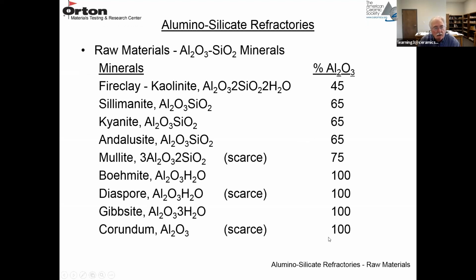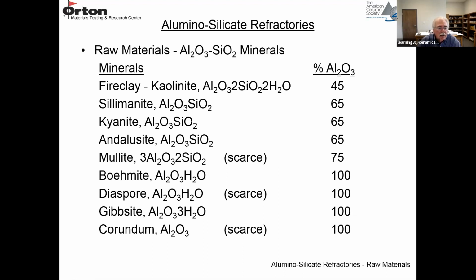So this is a table containing raw materials for the alumina silica minerals. The minerals are fire clay based. They're clay minerals. A typical example is kaolinite. It's a hydrated aluminum silicate, so it's Al2O3, 2SiO2, 2H2O. It has theoretically 45% alumina. So we're going up in alumina content as we go down this table.